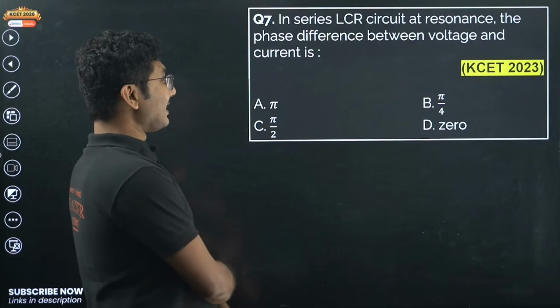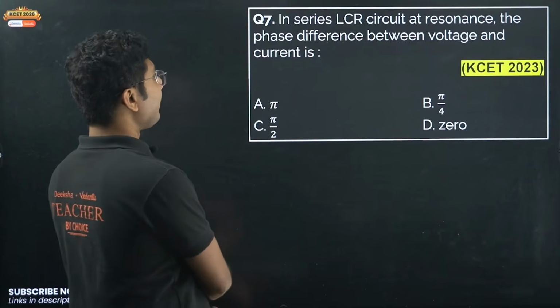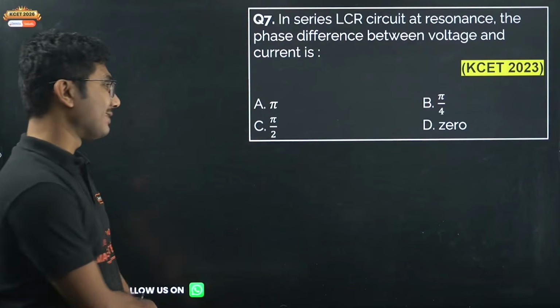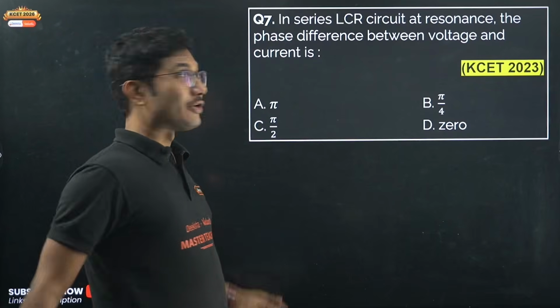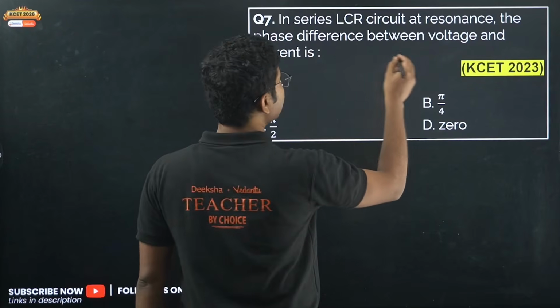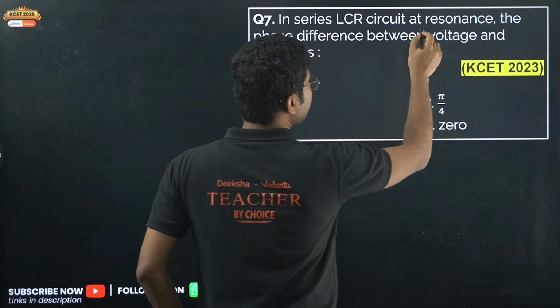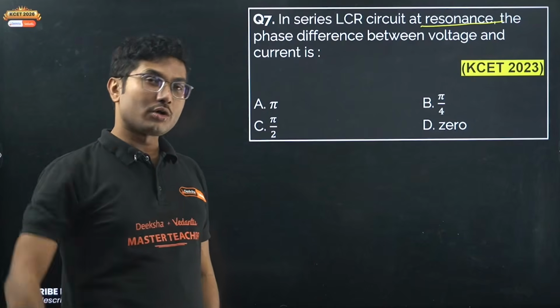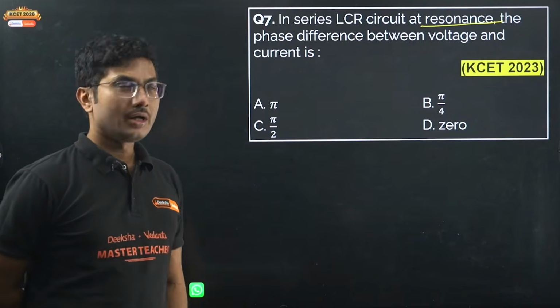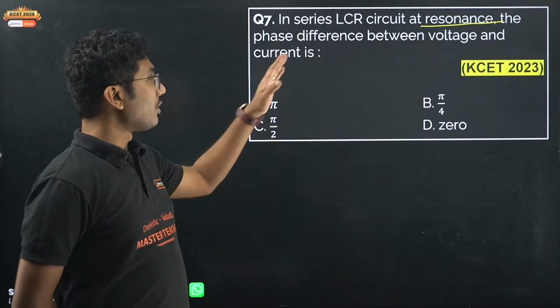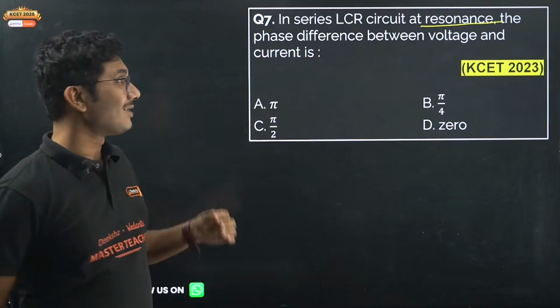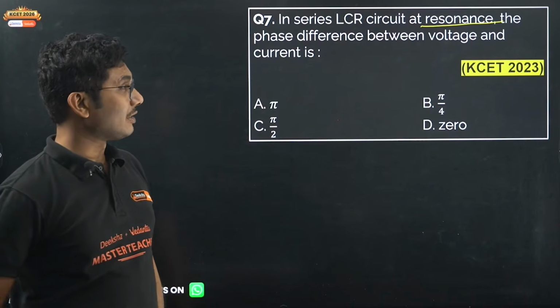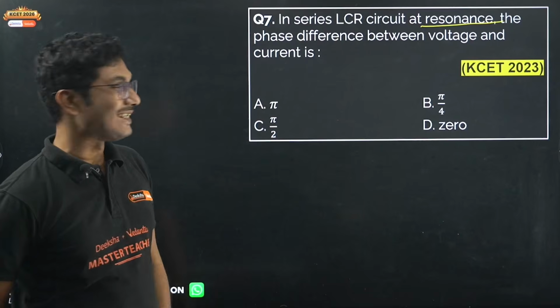In a series LCR circuit at resonance, the phase difference between voltage and current. Resonance is a very important concept for KCET related questions. You will find at least 1 or 2 questions based on resonance. In a series LCR circuit at resonance, the phase difference between voltage and current is 0.